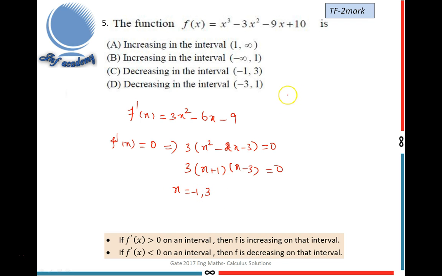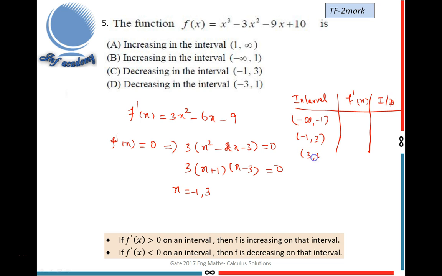So the intervals are given by the critical points, and on each we check whether f dash of x is positive or negative, that is, whether f is increasing or decreasing. First, minus 1 and 3 are the critical points. So the first interval is minus infinity comma minus 1. The next interval is minus 1 comma 3. The last interval is 3 comma infinity. On these three intervals we check whether f is increasing or decreasing.